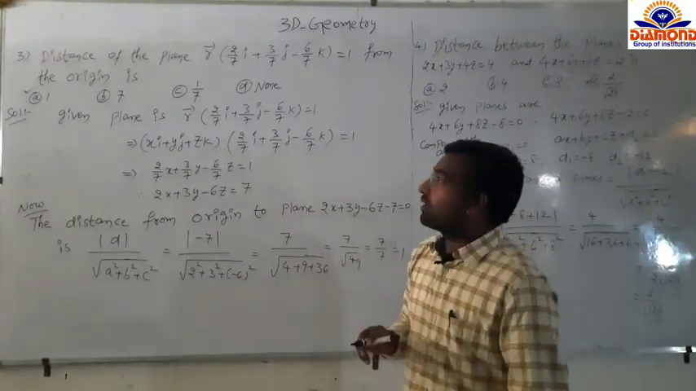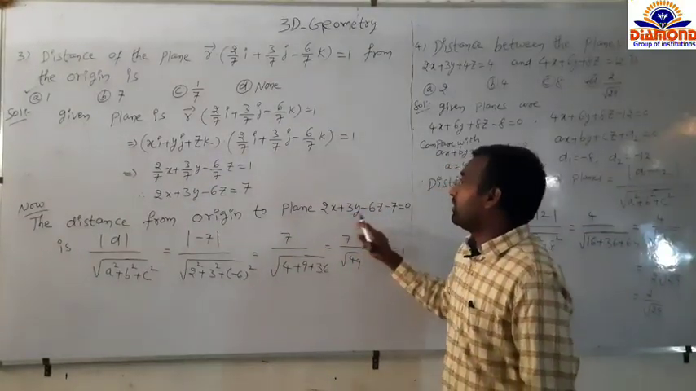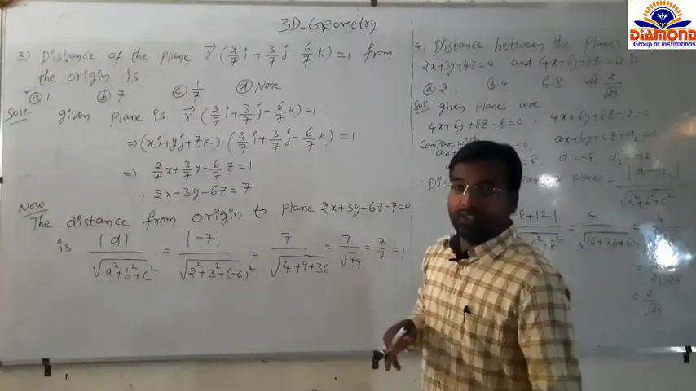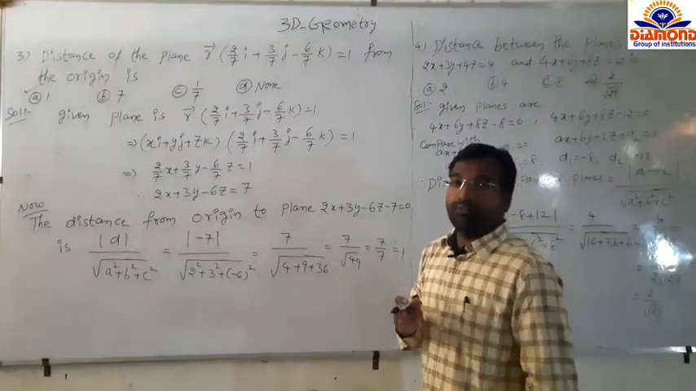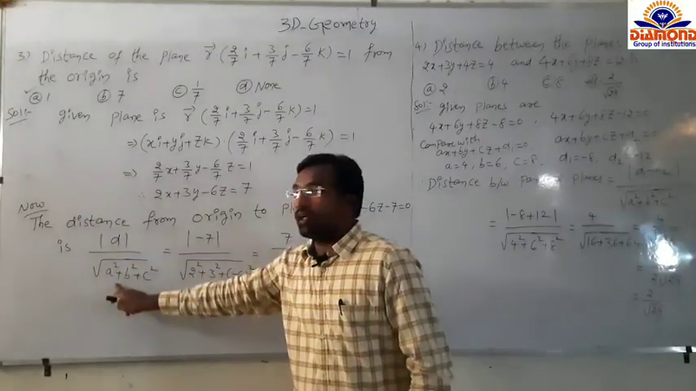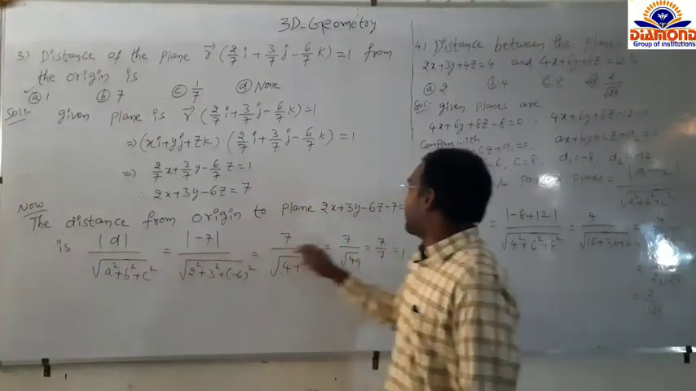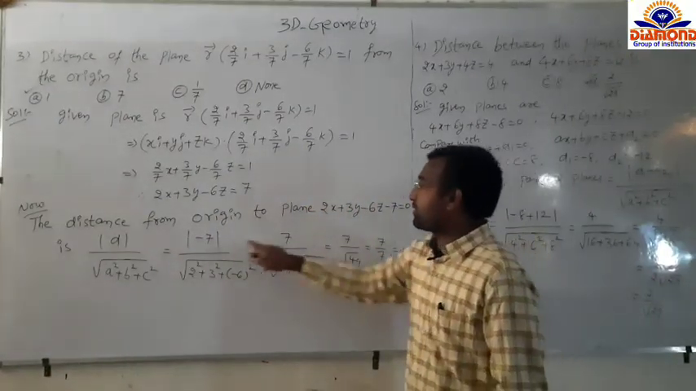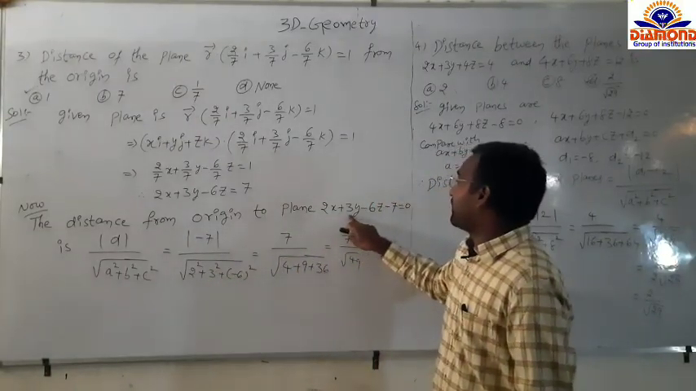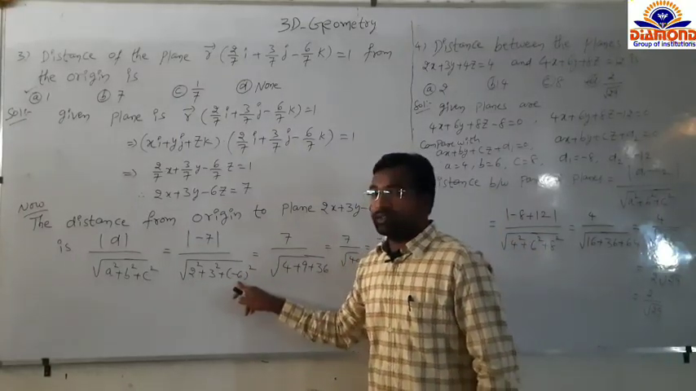Now calculate what? Distance from origin to the given plane. So what is the given plane? 2x plus 3y minus 6z minus 7 equal to 0. Already we know this formula. Perpendicular distance from origin to plane is modulus of d by root over a square plus b square plus c square. So what is the d value? Minus 7. So modulus of minus 7 by root over a value 2, b value 3, c value minus 6. Substitute here 2 square plus 3 square plus minus 6 square.